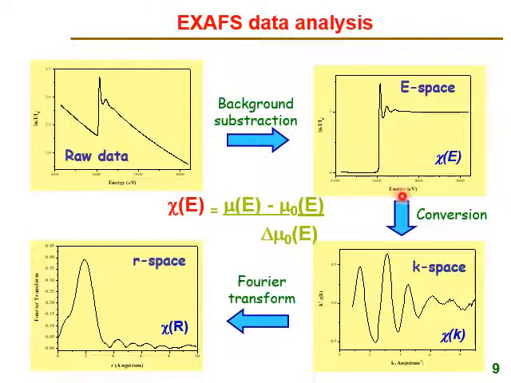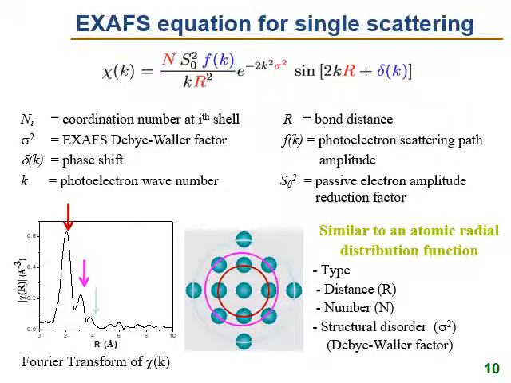Okay. The third step is we change the x-axis from the energy E to the wave vector k. And in order to emphasize the signal at higher k, we normally multiply the y-axis by k squared. In the final step, we do a Fourier transform to convert EXAFS data from k space to R space. The final picture can give information about the solution structure and can be compared with the MD simulation.